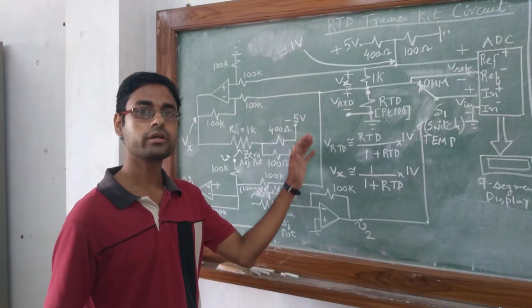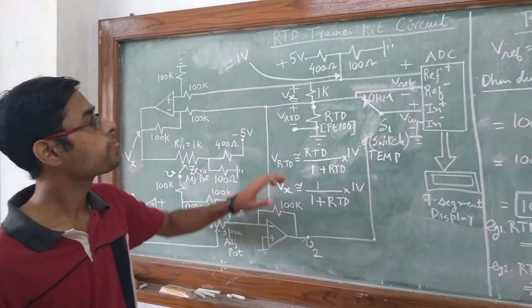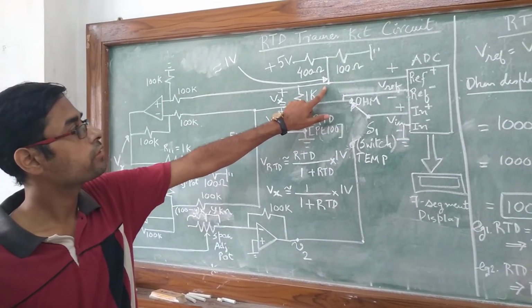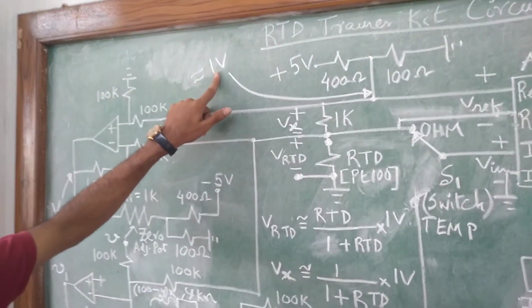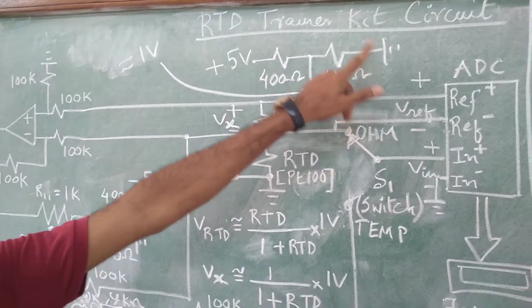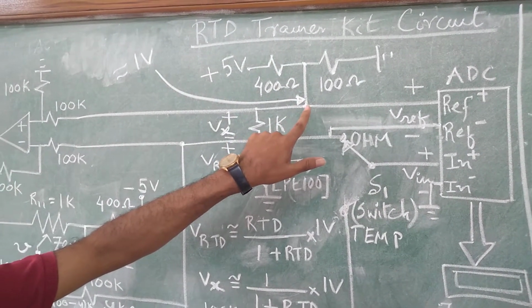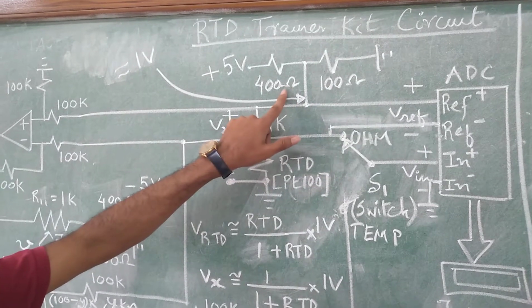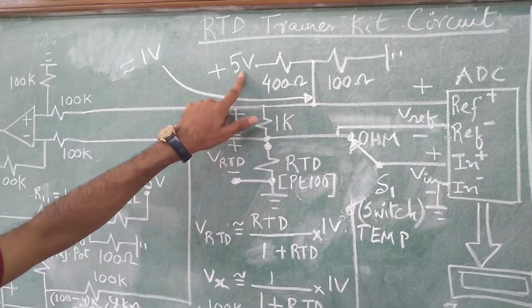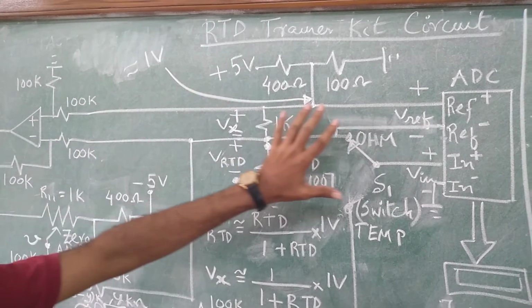So let's start marking the voltages in this entire circuit. Right over here, we can approximate the node voltage as equal to 1 volt because this is a voltage divider, and at this point we can approximate this as 100 divided by 100 plus 400 into 5 volts. So this is approximately 1 volt because we are disregarding these load resistances.